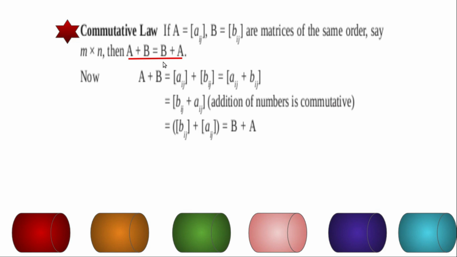For any two matrices A and B of the same order, we have A plus B is equal to B plus A. A plus B equal to matrix Aij plus matrix Bij, that is equal to matrix Aij plus Bij. Add corresponding elements. Now these are numbers. Addition of numbers satisfies the commutative property. 2 plus 3 is equal to 3 plus 2. So we can write Aij plus Bij as Bij plus Aij. That is equal to matrix Bij plus matrix Aij, which is B plus A. So A plus B is equal to B plus A. Matrix addition satisfies the commutative law or commutative property.